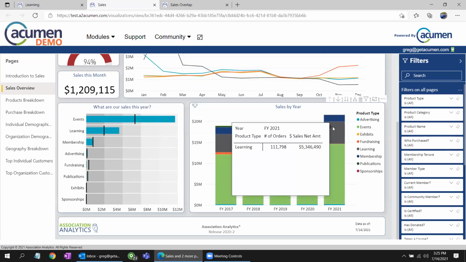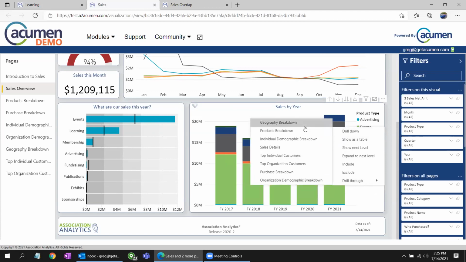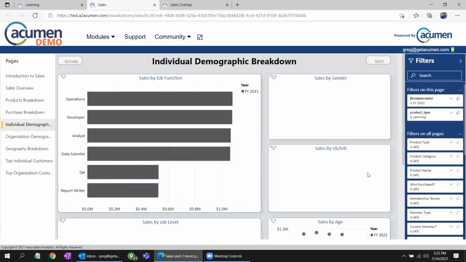So we want to understand, of this $500,000, who typically buys this content, who typically engages in this. And this is where we might want to start doing product breakdowns or individual breakdowns. We might want to look for top customers or top individuals, top organizations who purchase this. So let's go with that demographic breakdown.